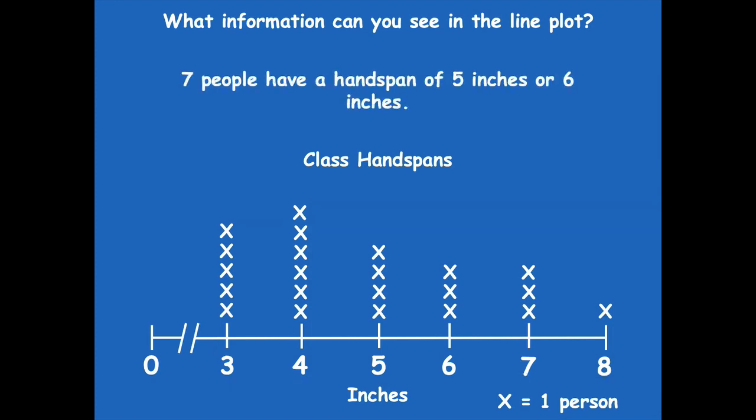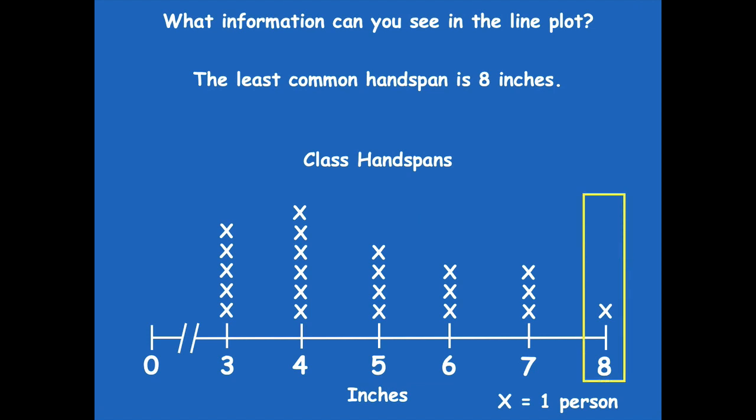We can also say that 7 people have a hand span of 5 or 6 inches, because I can draw a box around it and count them and there's 7 people. Now, friends, I'm drawing a box around it to be able to help show you what I'm looking at, but you don't have to draw boxes on your line plot to be able to answer these types of questions, okay? It's just to be able to help us look at it differently. We can also say that the least common hand span is 8 inches, because if we look, there's only one friend that has that hand span. Okay, it's the smallest line on our line plot.